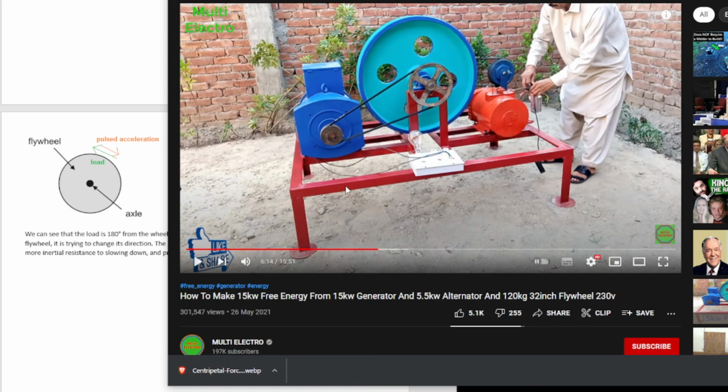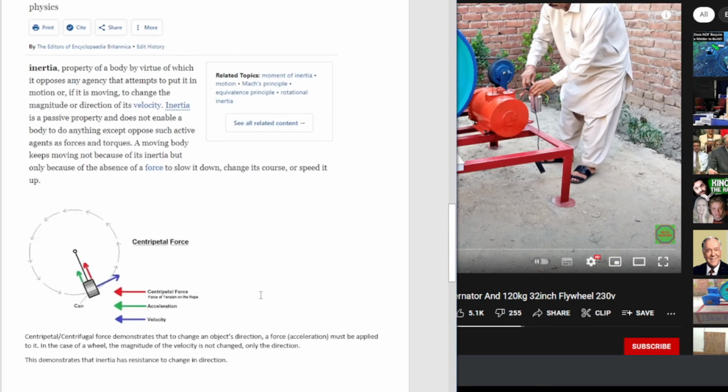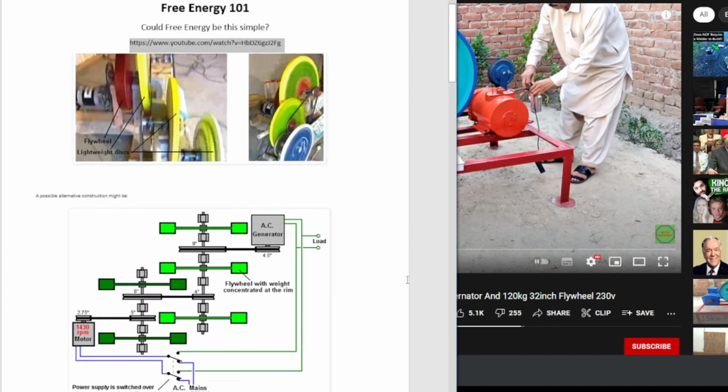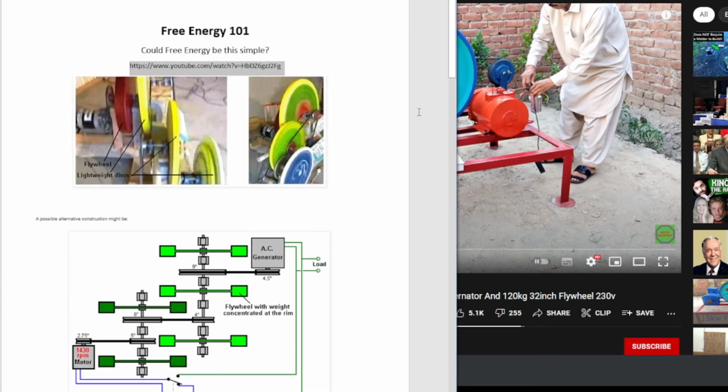And the second clue is that the motor used to drive it is huge. And the third clue is that the force isn't pulsed. So it's just the motor driving the generator, not the flywheel driving the generator. And the fourth clue is that the flywheel is too small. So it could work. I haven't built it yet. Very interesting concept that inertia resists change in direction, not just magnitude. So that's a harnessable force.